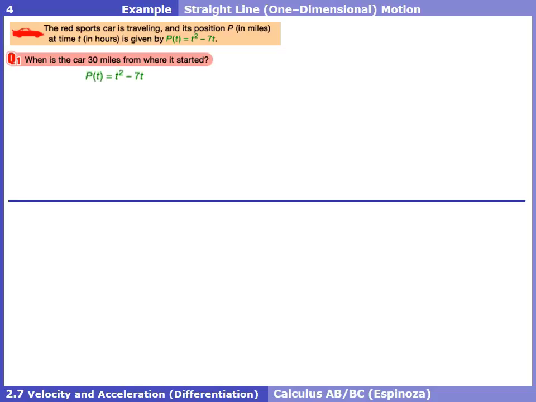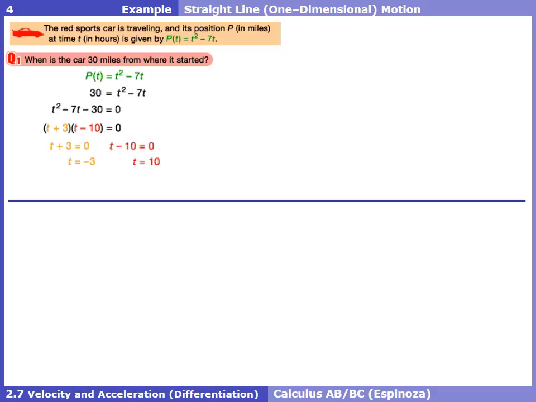Well, we have a position function, and we know the position of this car, and we want to find when, which is a time. So we know the position P is 30, and we're trying to find the time when that is 30. So we have a quadratic equation, and just as a reminder, when we have these quadratic equations, we have to set them equal to 0. Move everything to one side and set that equal to 0. We need to factor after that and set both of our factors equal to 0.